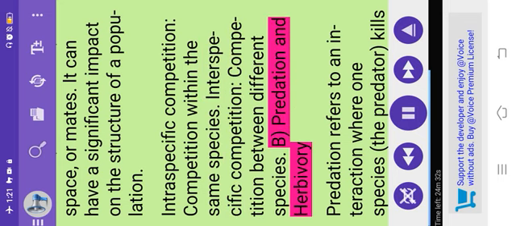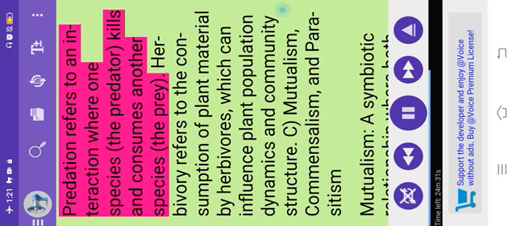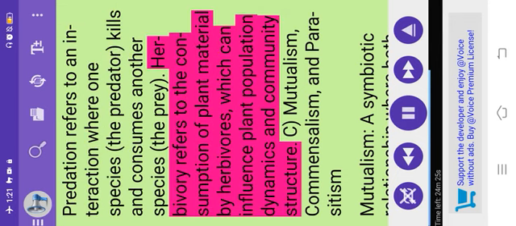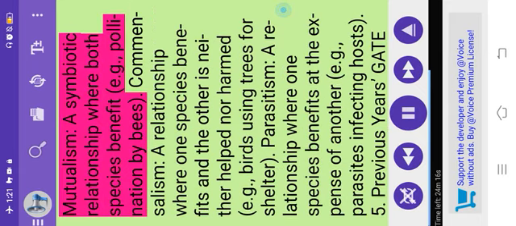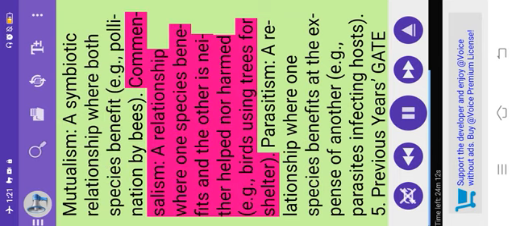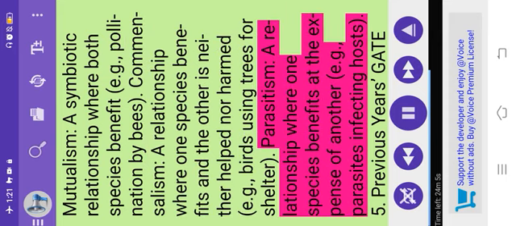B. Predation and herbivory. Predation refers to an interaction where one species, the predator, kills and consumes another species, the prey. Herbivory refers to the consumption of plant material by herbivores, which can influence plant population dynamics and community structure. C. Mutualism, commensalism, and parasitism. Mutualism, a symbiotic relationship where both species benefit, e.g., pollination by bees. Commensalism, a relationship where one species benefits and the other is neither helped nor harmed, e.g., birds using trees for shelter. Parasitism, a relationship where one species benefits at the expense of another, e.g., parasites infecting hosts.